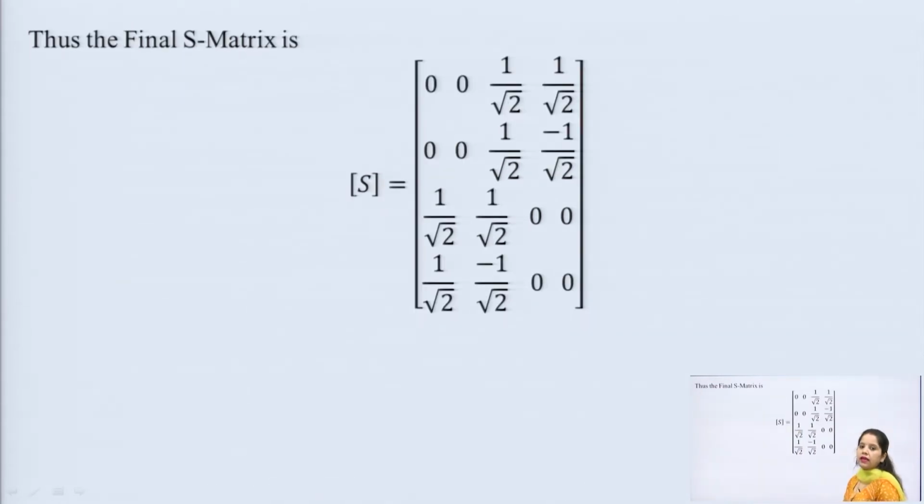So, at the end we are able to get this matrix as our final one. This will remain 0, another one 1 by under root 2, 1 by under root 2, 1 by under root 2, minus 1 upon under root 2, 1 upon under root 2, 1 by under root 2, 1 by under root 2 and minus 1 upon under root 2.